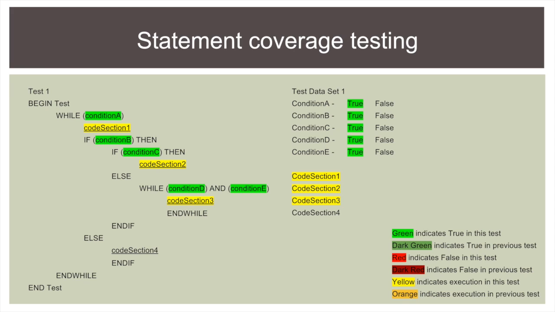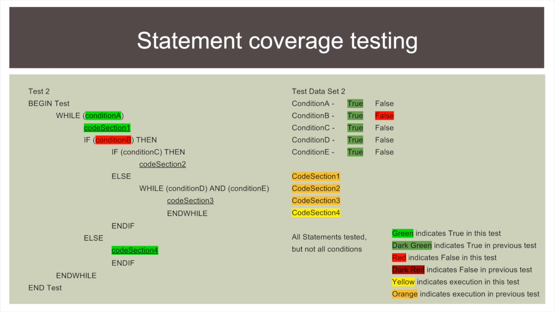We can see here that we have a section of code on the left, okay, and we have our test data sets on the right. The green refers to things that are true in this test, and the yellow refers to things that are executed in this test. So we can see in this data set, we are executing all three sections of code. We are just not executing code section 4.